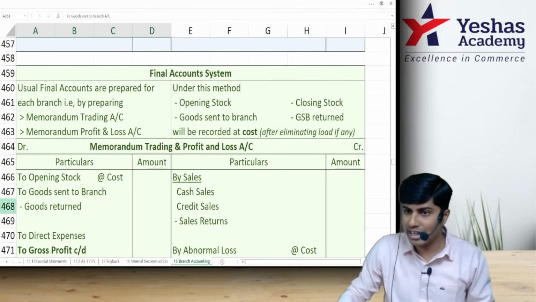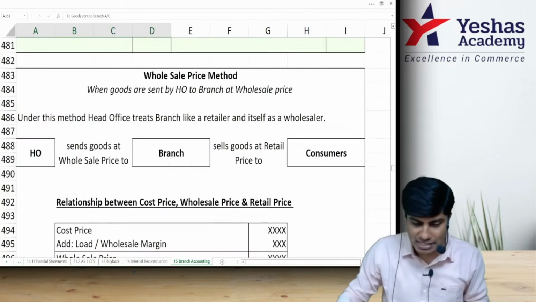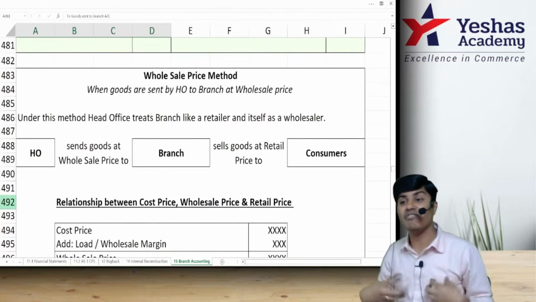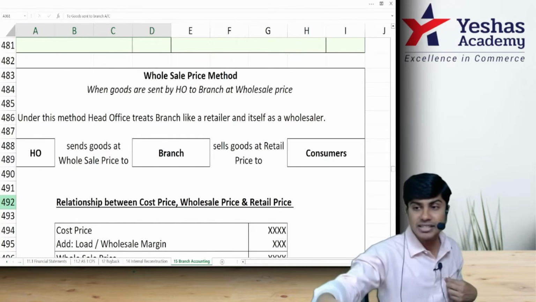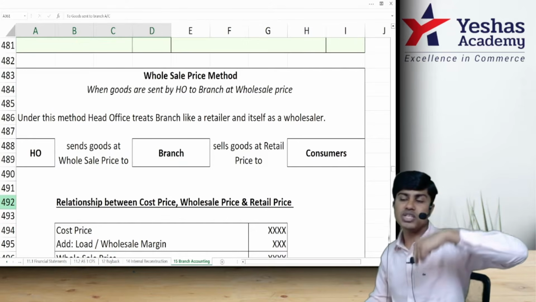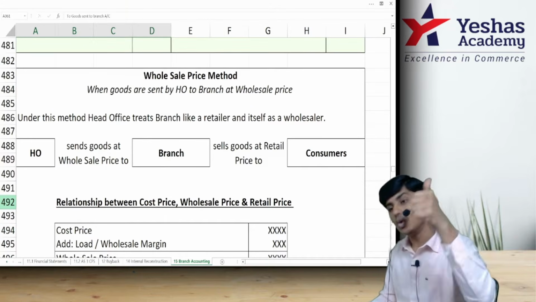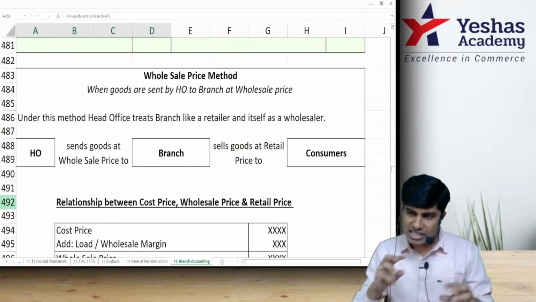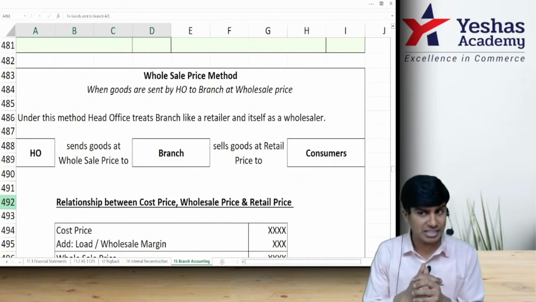Let's proceed on to the next method, that is wholesale price method. Wholesale price method is followed when the head office will treat itself as wholesaler. It will treat branch as a retailer. Head office will transfer the goods to branch at wholesale price. Branch will sell the goods to customers at retail price. This is similar to invoice price, but it has its differences.